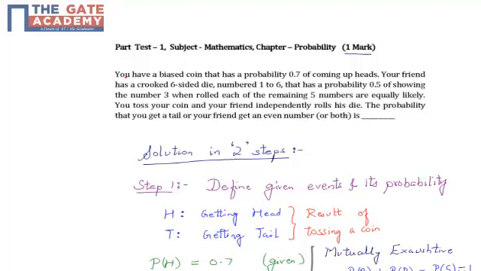So such kind of questions we would solve in 2 steps. First step would be defining the given events and their probabilities. Let me suppose that H is an event of getting head, whereas T is an event of getting tail. Both of these events are the result of tossing a coin. We are given that the probability of getting head is 0.7.